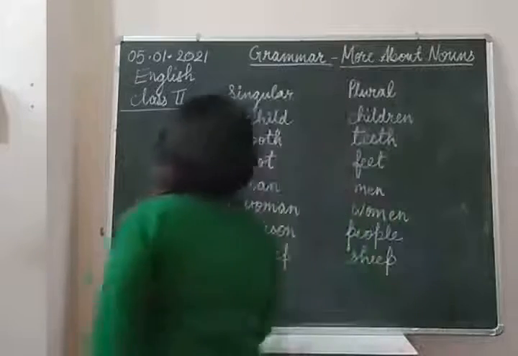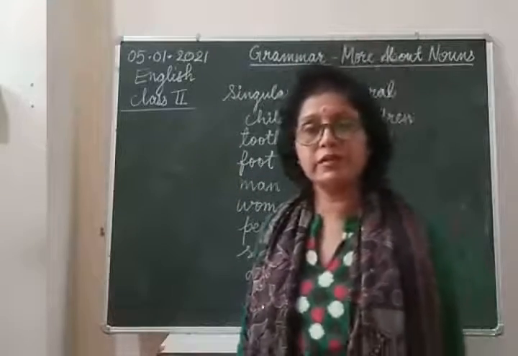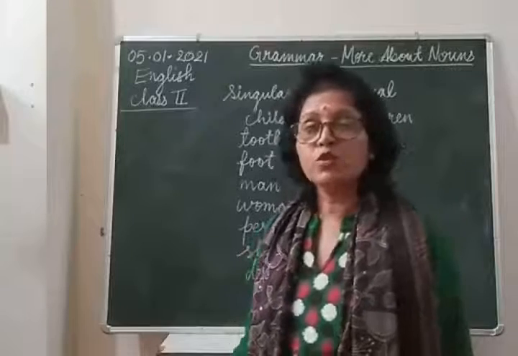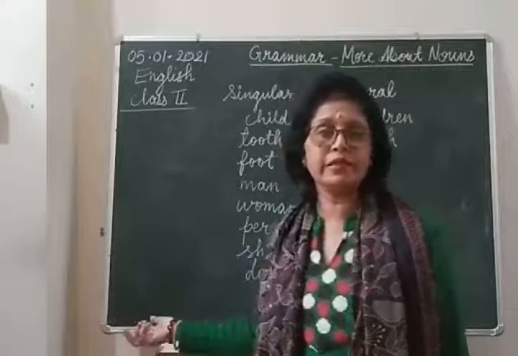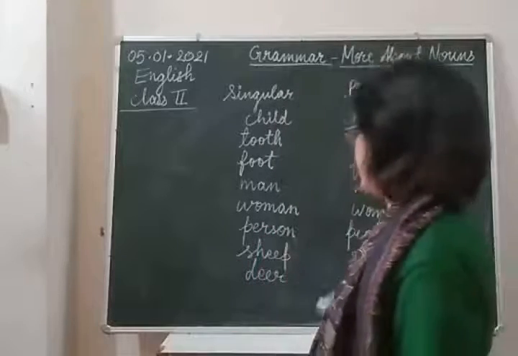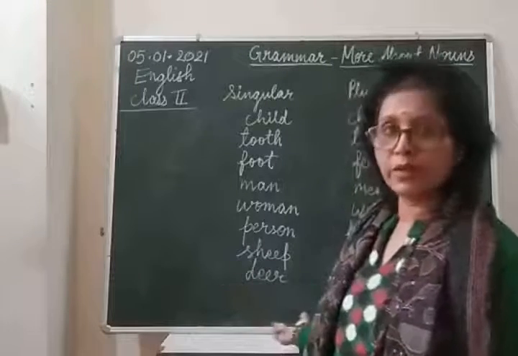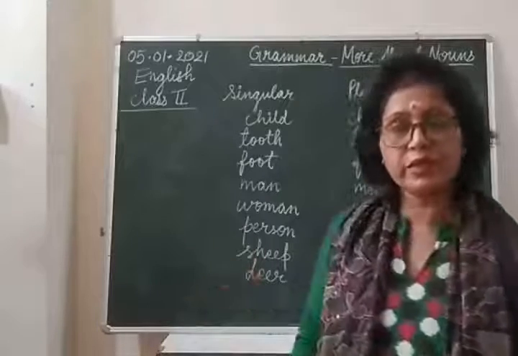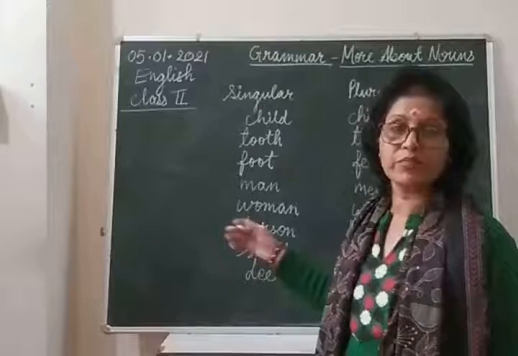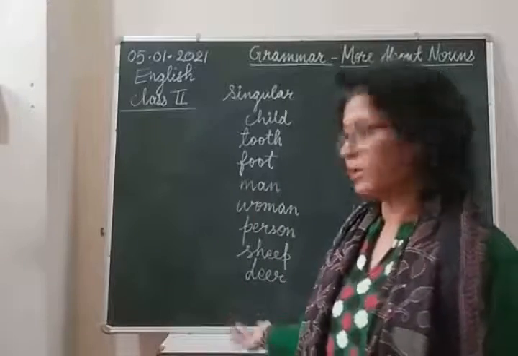Then deer. हिरण जिसको बोलते हैं, DEER, डियर वाला डियर नहीं, DEER, जिसको हिंदी में हिरण बोलते हैं. तो अगर एक हिरण है, एक डियर है तो अ डियर. एक से ज्यादा डियर है तो भी डियर. डियर्स नहीं बोलेंगे. सिंगुलर भी डियर, प्लूरल भी डियर. डियर्स नहीं होगा.